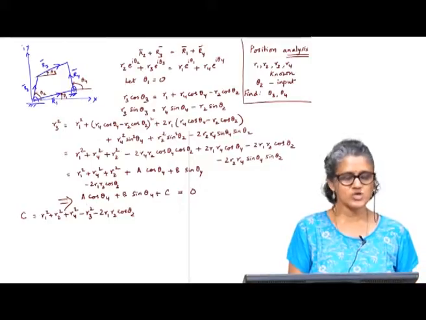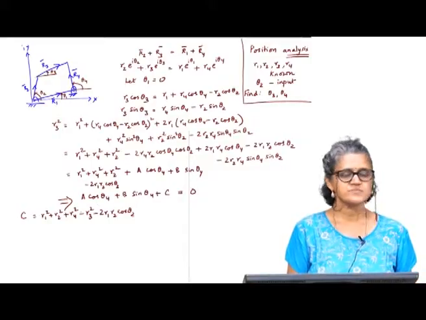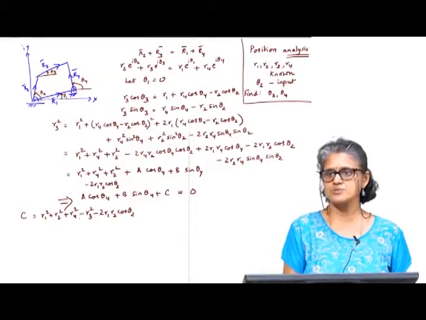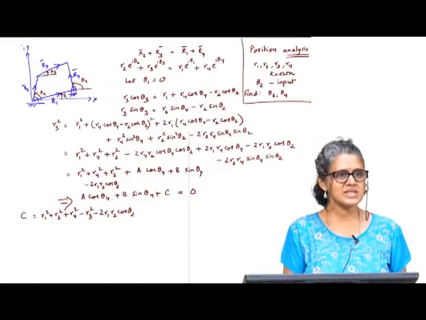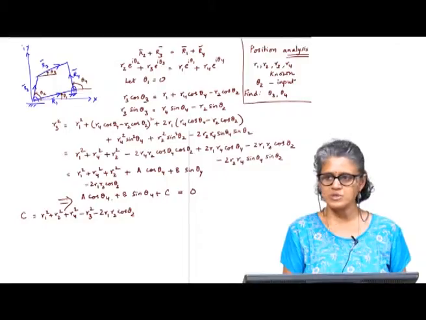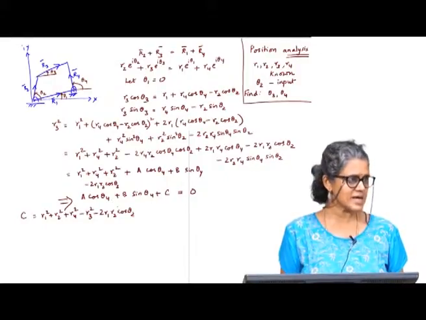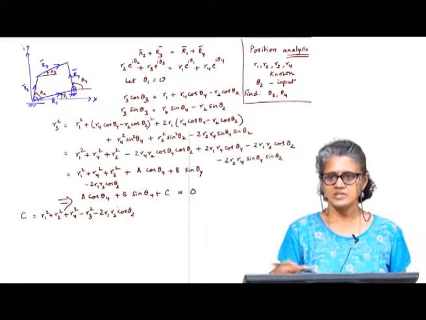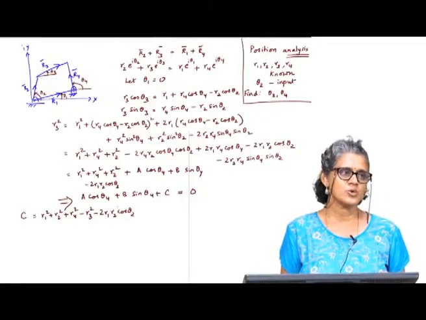When you want to solve an equation like this, what is the most common substitution you do? Yes, use the tan theta by 2 formula. Express both cos theta and sin theta in terms of tan theta by 2 and solve, and you will get a quadratic equation.